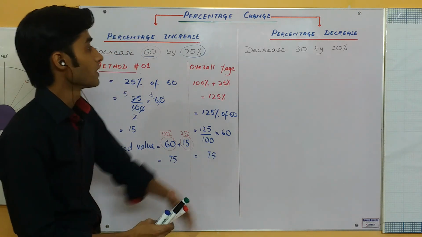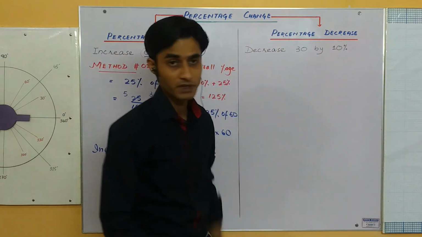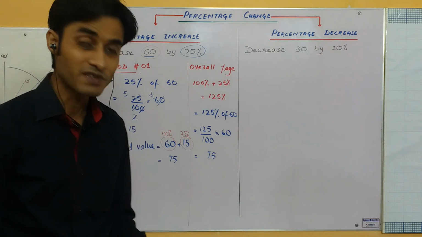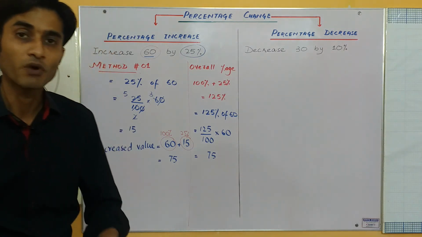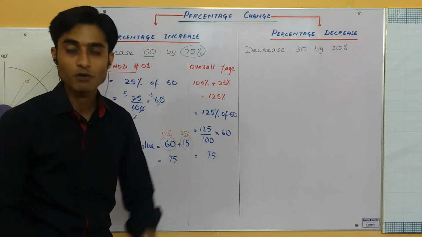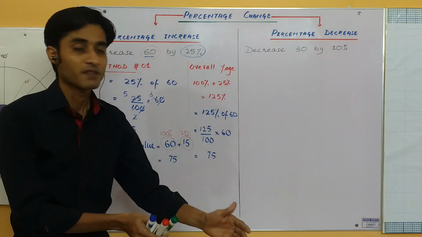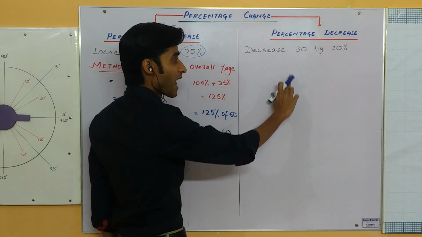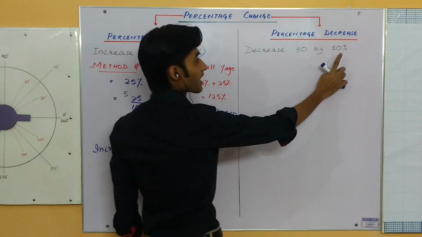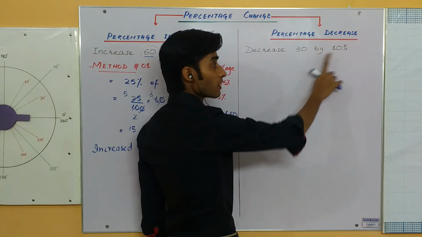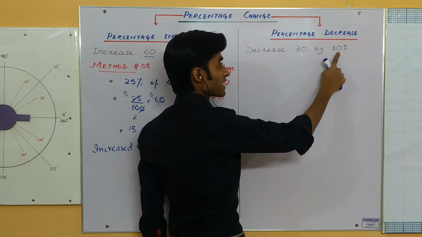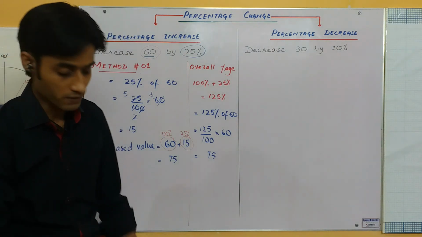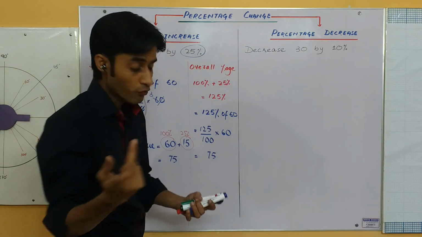On the other hand, I talk about percentage decrease. There was a certain amount and that amount is now decreasing. So for obviously a decrease, you have to subtract the quantities or subtract the percentages. What is the quantity that I have? 30. And how much do I have to decrease it? I have to decrease it by 10%. I am not going to subtract 10% from 30. I cannot add or subtract percentages and quantities.